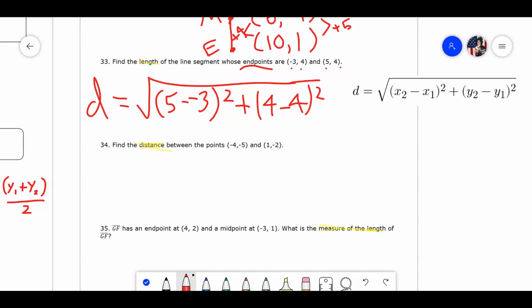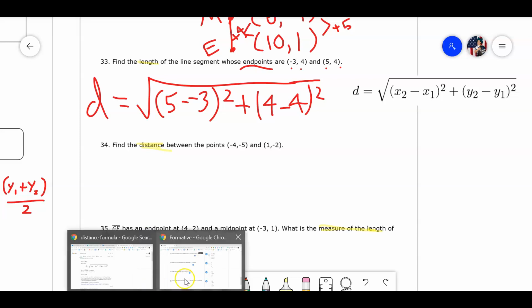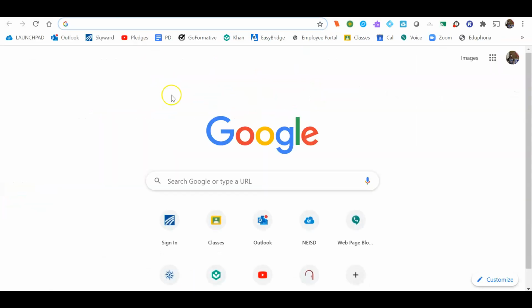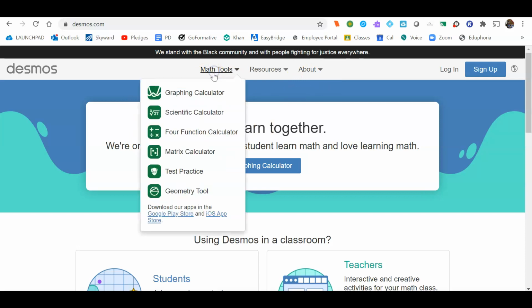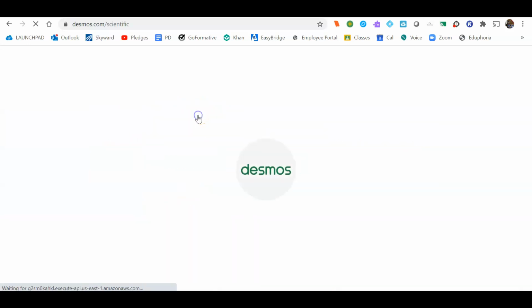All right. Now, what we need to do is take that and plug it into the calculator. Typically you'd have that yellow calculator, right? But let's talk about what we can use instead. We're going to go to this website called desmos.com. And when you get there, there's a lot of stuff, but under math tools, you want to click on scientific calculator, okay?